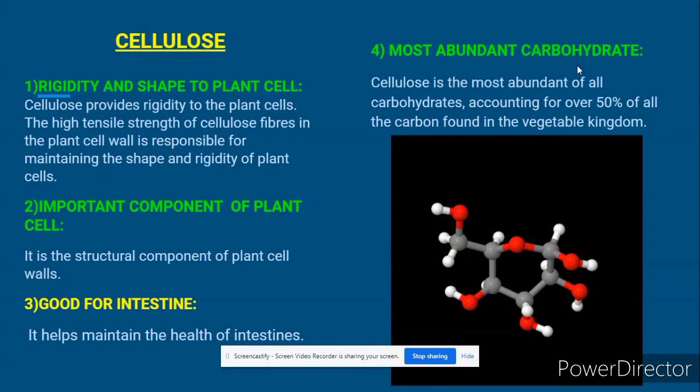Cellulose. Cellulose provides rigidity to the plant cells. The high tensile strength of the cellulose fibers in the plant cell wall is responsible for maintaining the shape and rigidity of the plant cell. Cellulose is an important component of the plant cell as discussed earlier. On the other hand, cellulose is also good for the intestine and it is the most abundant of all the carbohydrates, accounting for over 50% of all the carbon found in the vegetable kingdom.